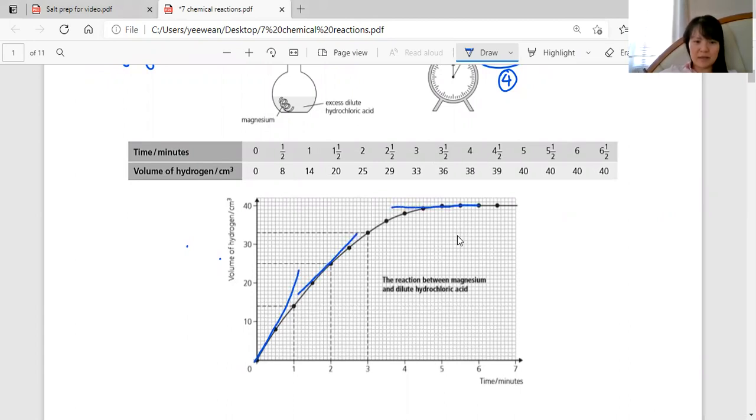When it's steep, it means that the rate of reaction is high. Why is the rate of reaction higher here? It's because the hydrochloric acid was at higher concentration in the beginning. Halfway through, part of it is being used up, and when it's used up, the concentration decreases. So you get a slower rate of reaction. And when it's totally used up, there's no more of it. So the reaction stopped, and the graph flattens.